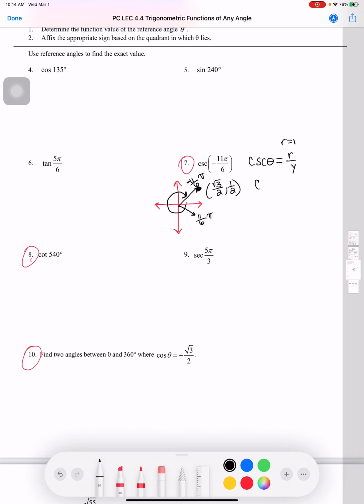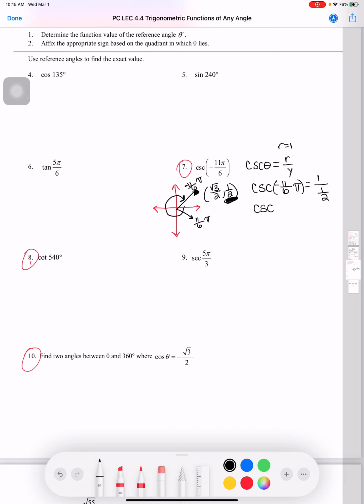So in this case, my cosecant of a negative 11/6 pi is going to be equal to my r, which is 1 on the unit circle, and my y for this particular problem is 1/2. And if I take 1 and divide it into a half, what that gives me, cosecant of a negative 11/6 pi is going to be equal to 2.